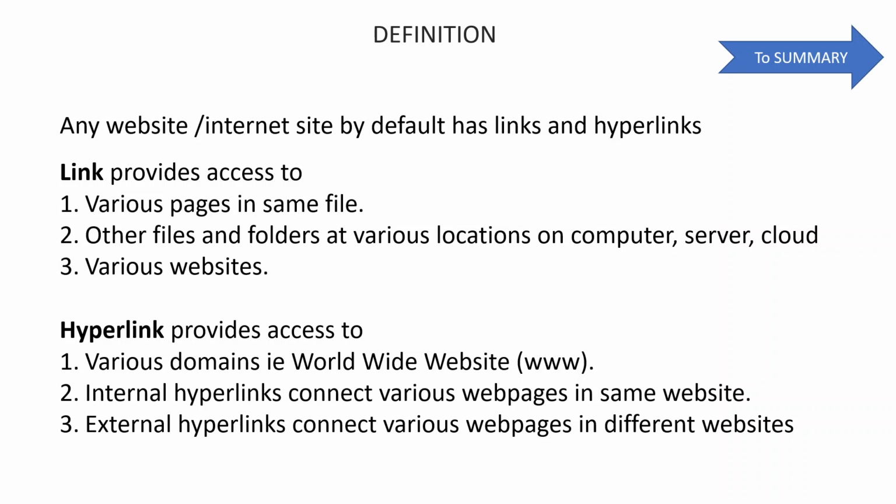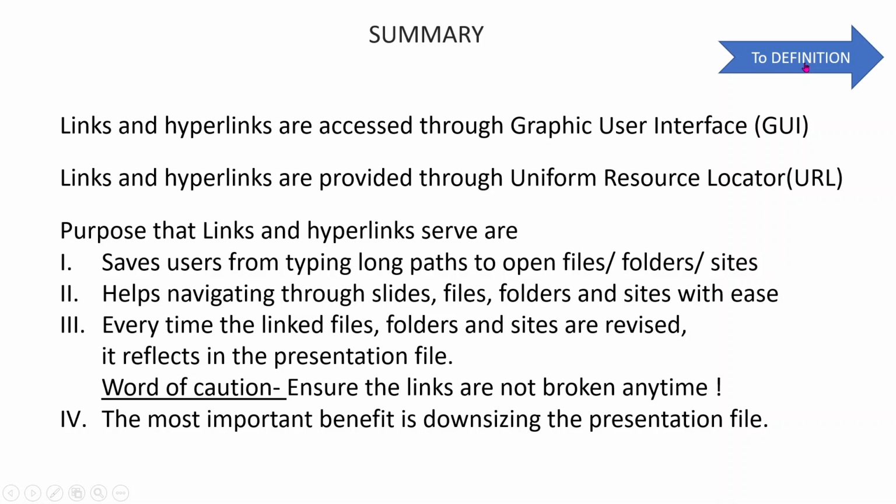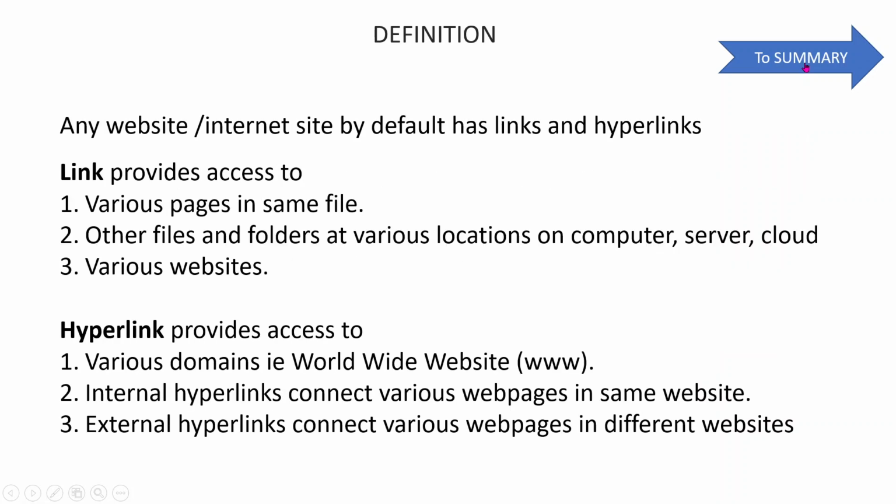So what is the difference between link and hyperlink? Friends, there is not much difference in link and hyperlink. A link basically provides link between various pages in the same file. Like as you see here on the screen, I have linked this object of arrow to summary page in the same file, and when I click the definition object here, which is again linked to the definition page. So this is what the first example is.